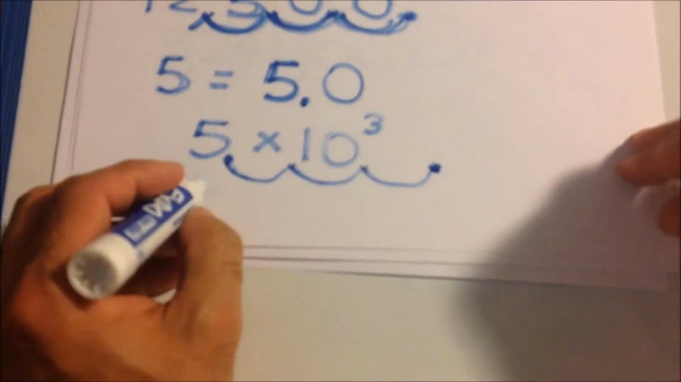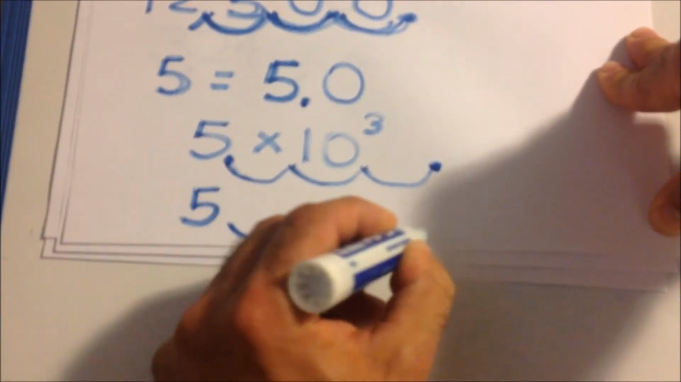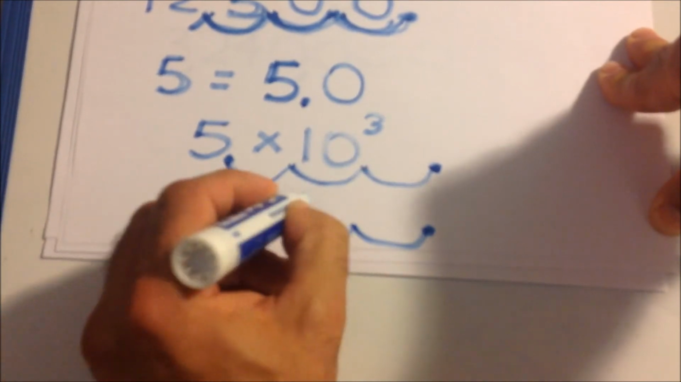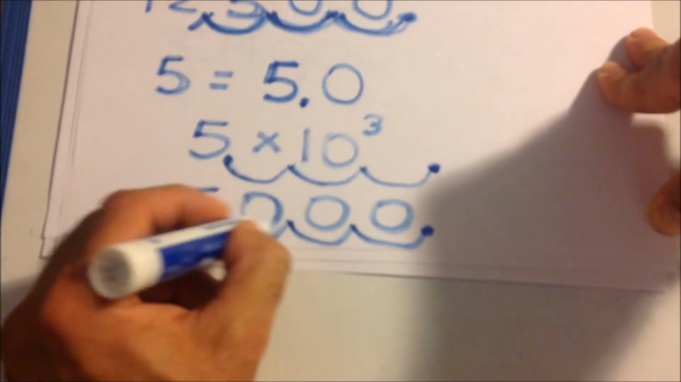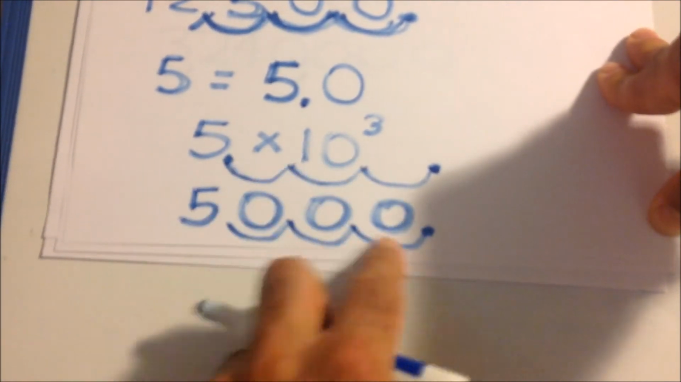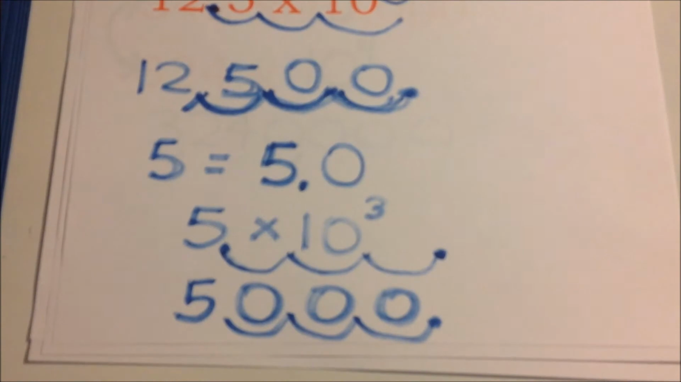So let's write it over here. So it'll be 5 with 1, 2, 3 waves. And we want to add 3 zeros into the waves. We get 5,000. Okay? So remember with decimals, you move the decimal what the exponent tells you to move it.